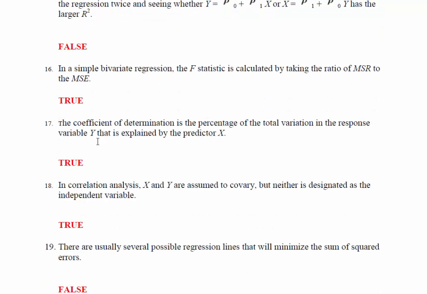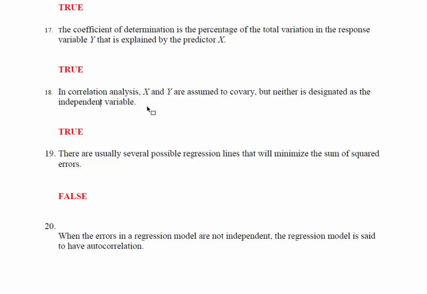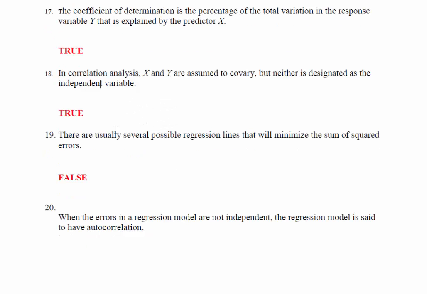Number 17. The coefficient of determination is the percentage of total variation in the response variable y that is explained by the predictor x, that is R squared, capital R squared. That's true. Number 18. In correlation analysis, x, y are assumed to covary, but neither is designated as the independent variable. That is also true. Because we only care about the relationship or how the two correlate.